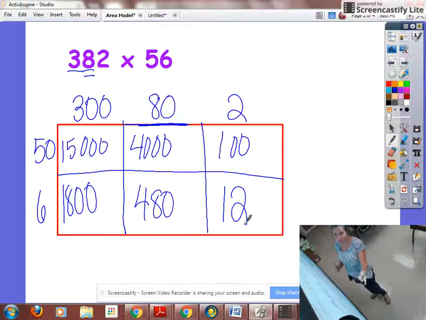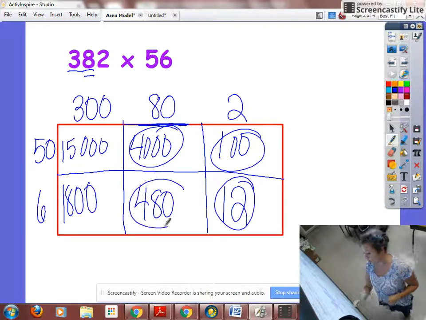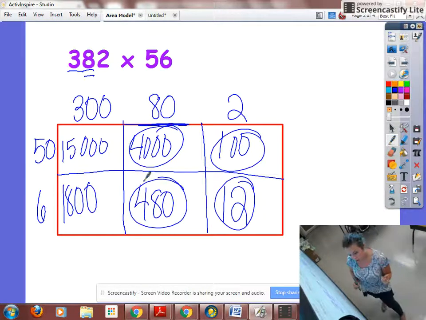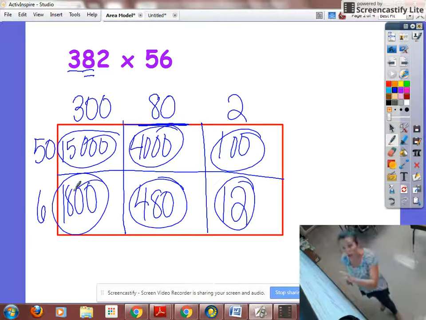Now, all of these answers right here are actually called partial products. That's a new vocab word for you, because they are part of the product, meaning they're partial of the total product that we're going to get. And the product is a multiplication answer. If we add all of them up, we're going to get our total product.